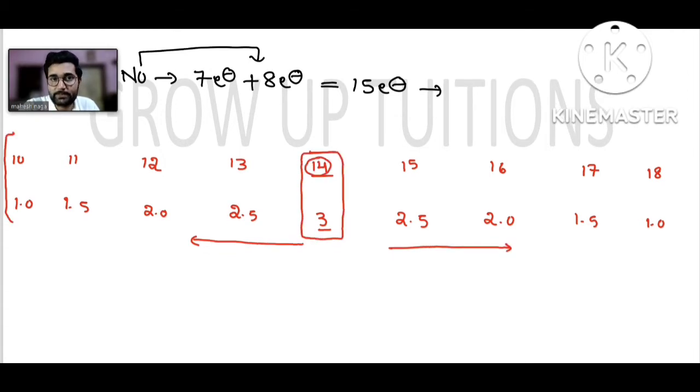I hope this concept is clear. Here we have to remember that if the number of electrons is 14, then the bond order will be 3. From 14 to 18, the bond order decreases. From 14 to 10, the bond order also decreases by 0.5. Now let us apply this concept on previous year question papers.